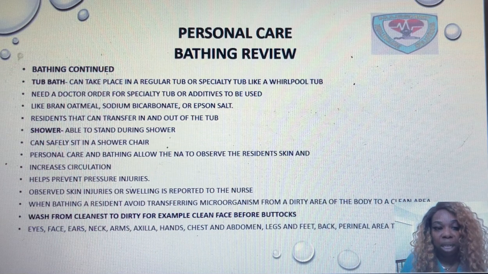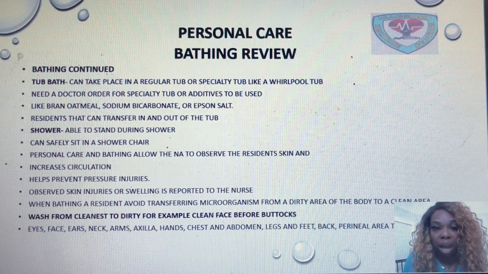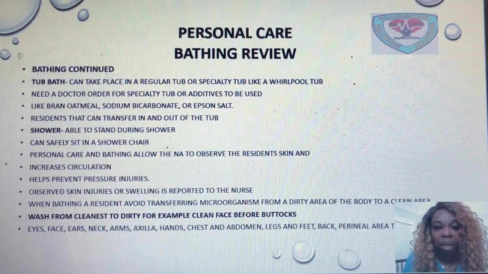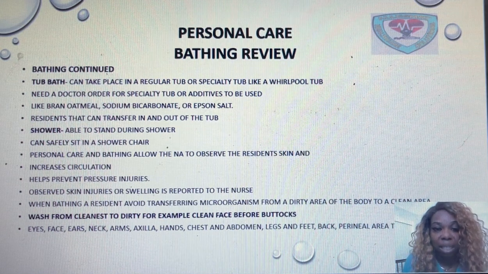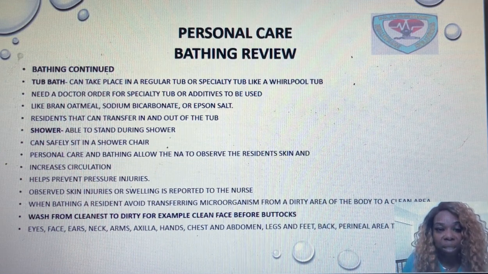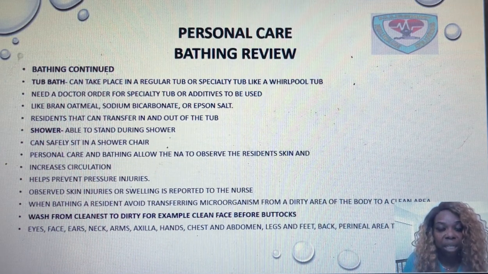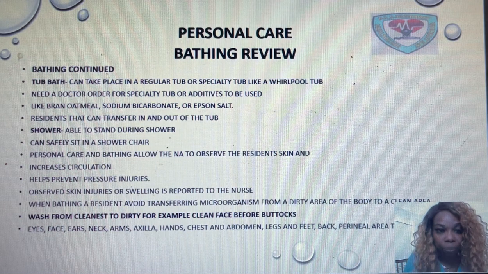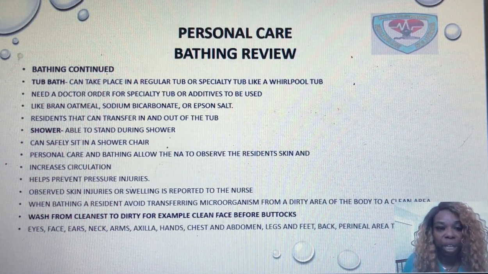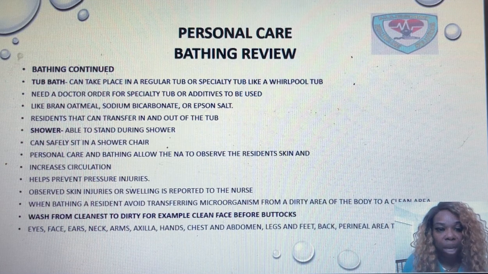When a resident is in a whirlpool tub, it can cause them to get a little bit weak. It can cause them to get dizzy. So you want to make sure that you are a standby assist and you are observing the resident even after they have exited the tub, at least for 10 to 15 minutes for dizziness and weakness as a result of being submerged in the whirlpool tub.